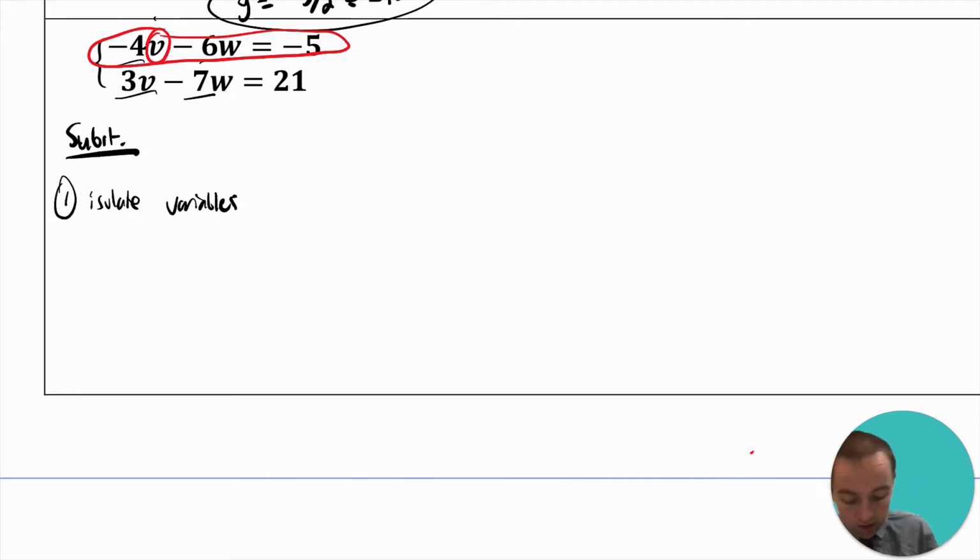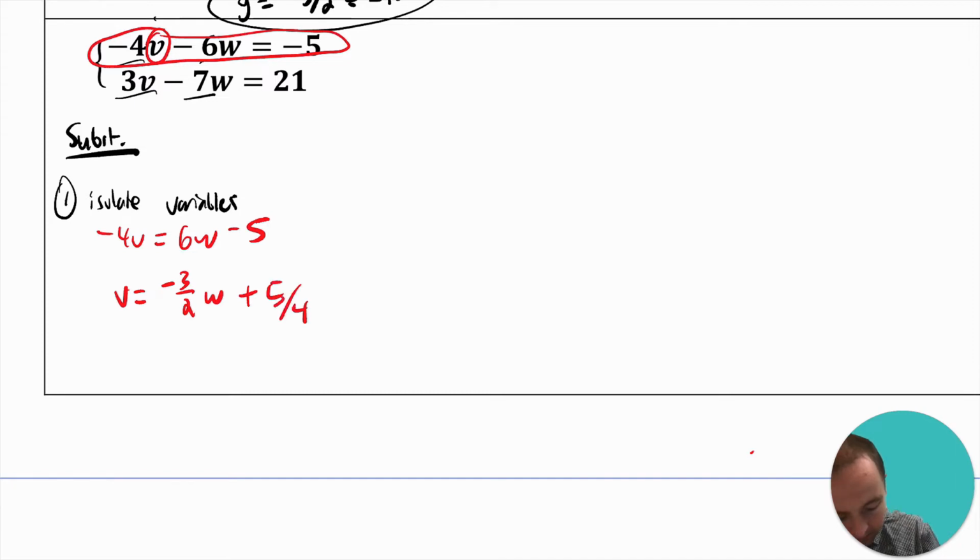and we'll isolate the v there. So if I'm going to isolate the v in that particular equation, I'm going to first of all add 6w to both sides, and that's going to give me this equation here, and then I'll divide everything by -4. So when you divide 6 by -4, you actually get -3/2 when you reduce, and then you're going to get plus 5/4 because you have a negative divided by a negative there when you divide the -5 by the -4.